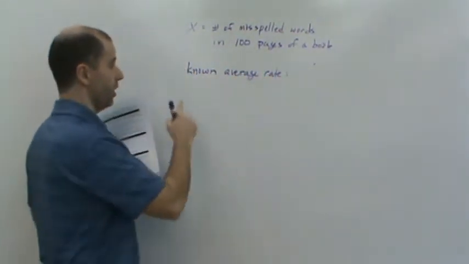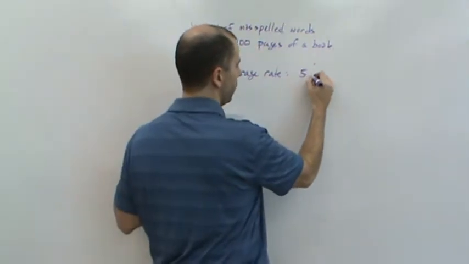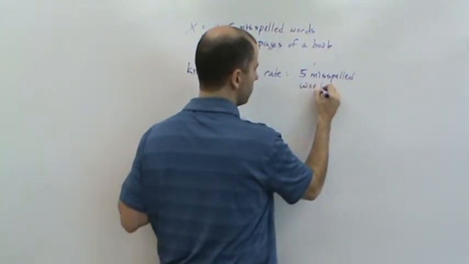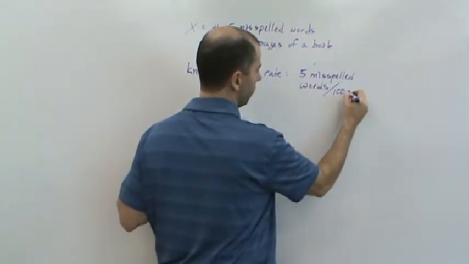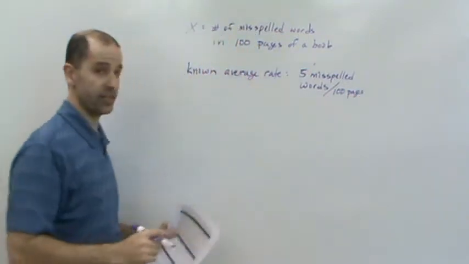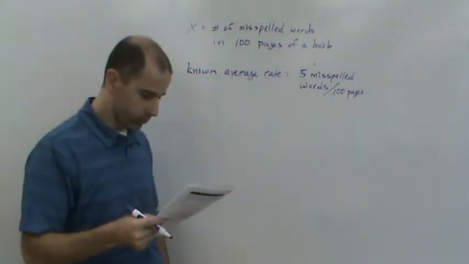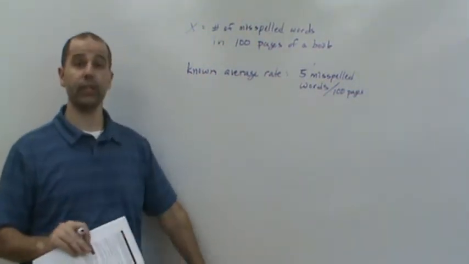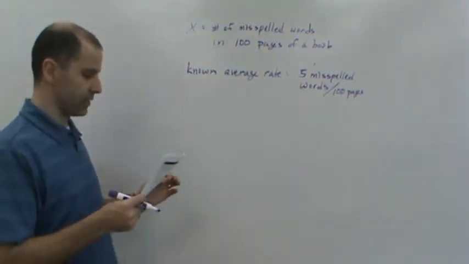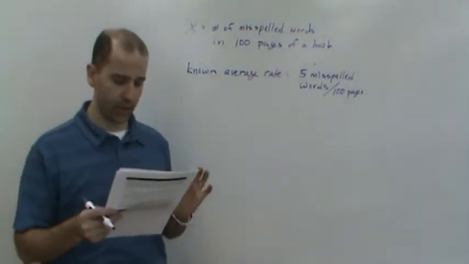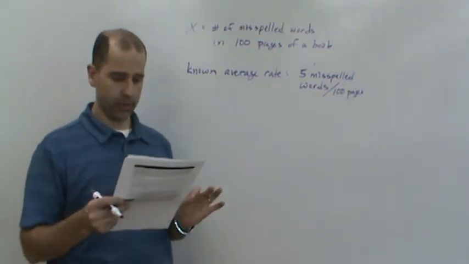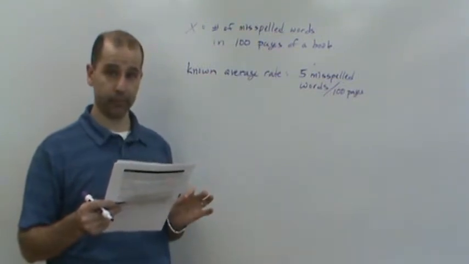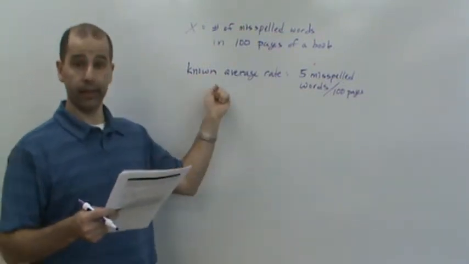Remember from the conditions? So the known average rate is 5 misspelled words per 100 pages, right? That's the rate. Okay, now, does this fit a Poisson distribution? Yes. So let's go back to the conditions. It says the experiment consists of counting the number of events, misspelled words, occurring in a fixed interval of time or space. Okay, does that fit? Yes.